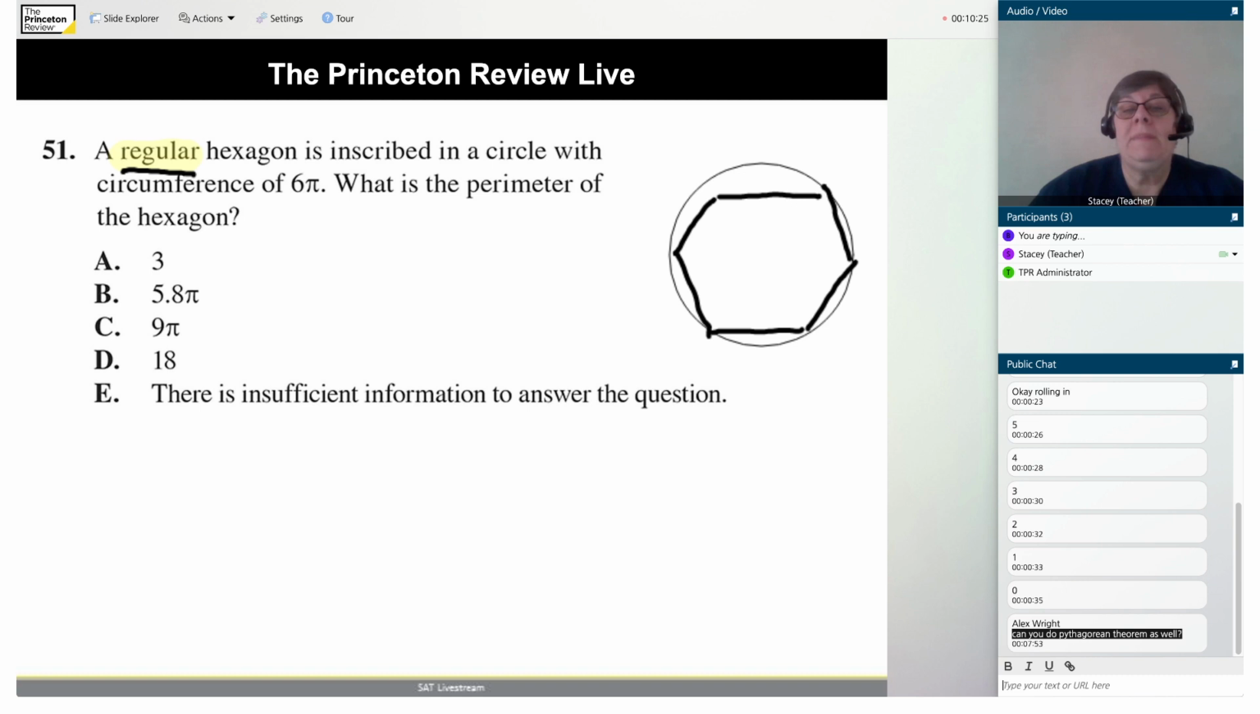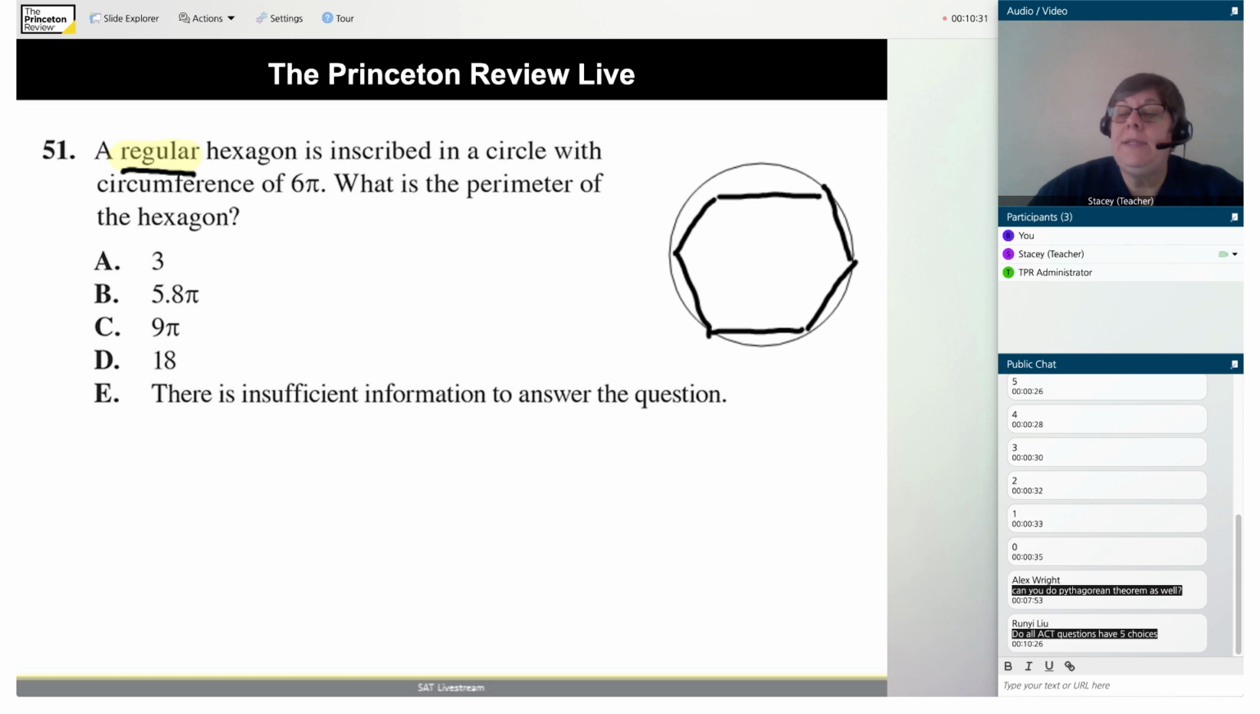Yes, they do. All ACT questions have 5 answer choices. And on the ACT, the answer choices are either A, B, C, D, E, like they are here in 51, or, let me back up a slide, they're F, G, H, J, K, as they are in 14. They flip-flop because one of the reasons they do that is to help you so that you don't get off by a row or anything.